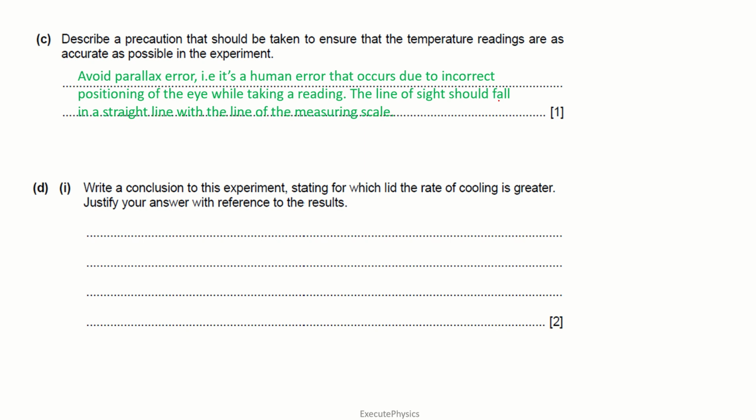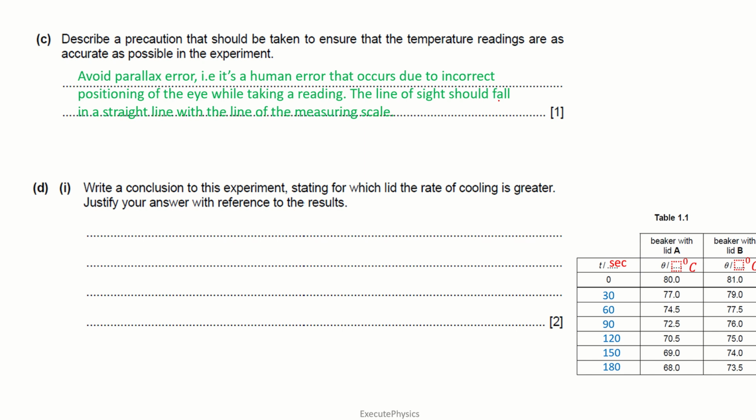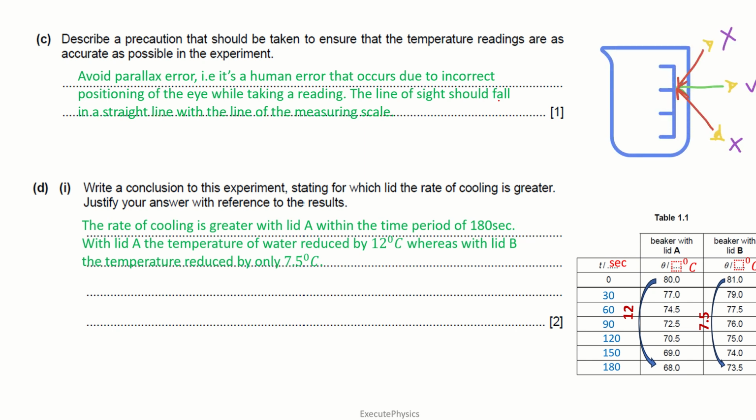But you have to justify your answer with reference to the result. So if we had a tabular column as such, and these were the results, we have to justify that lid A had a greater rate of cooling than lid B with this result. So let's take the initial temperature at 0 seconds, 80 degrees Celsius, and the final temperature at 180 seconds, which was 68. So the rate of cooling is 12 degrees Celsius. And for the second lid, it was from 81 to 73, which is 7.5. So from this itself, it is clear that the beaker with lid A cooled down faster than the beaker with lid B.